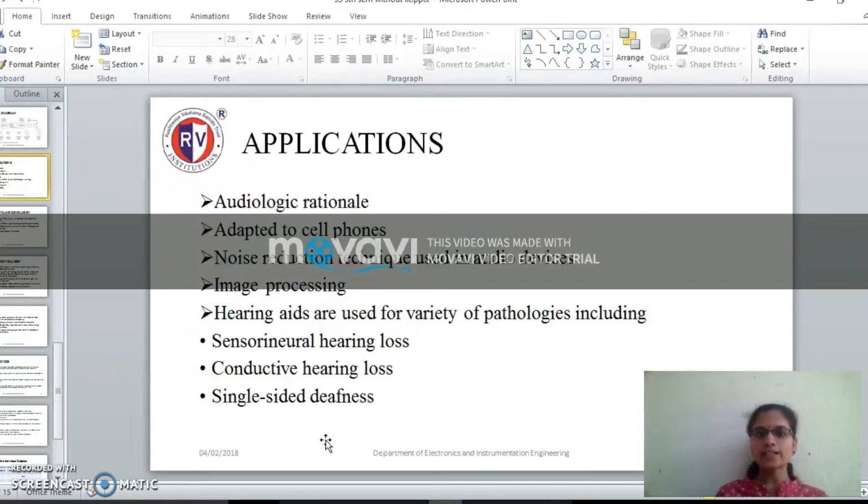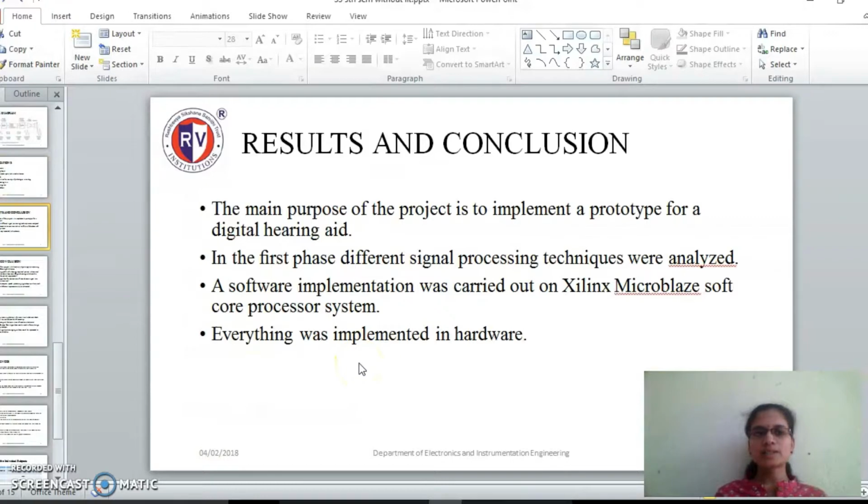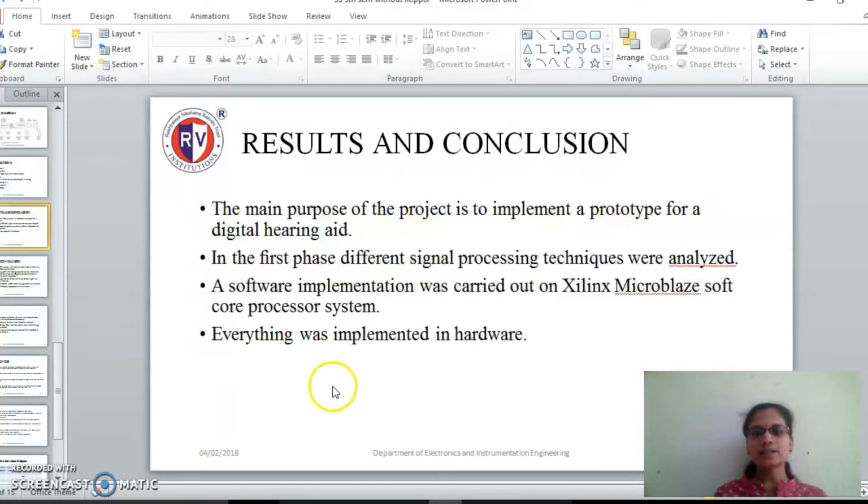This is more accurate compared to analog, and this is the best method to use when you are experiencing some hearing losses. This is the best way to use a digital hearing instrument. Now, the result of this project is that we designed and implemented the digital hearing instrument in hardware. We have to design this digital hearing system using software like J-Link software. This project is a prototype of the digital hearing system. Thank you.